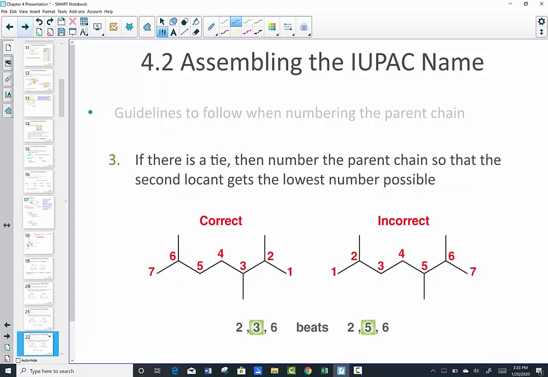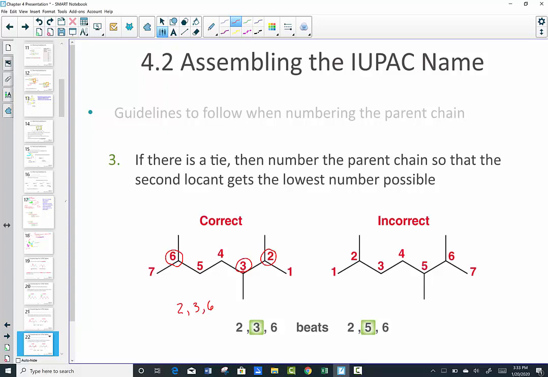If there's a tie, then number the parent chain so that the next locant gets the lowest number possible. Let's talk about that. Here's a 7-carbon chain. I have a branch at carbon 2, a branch at carbon 3, and a branch at carbon 6. Those are all methyl groups. So I would number this 2, 3, 6.